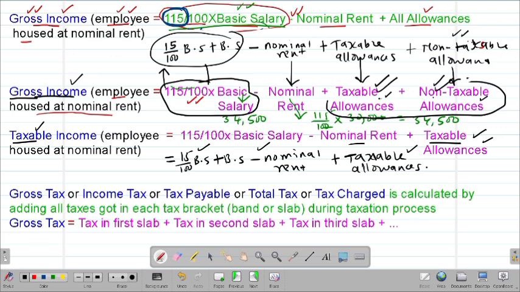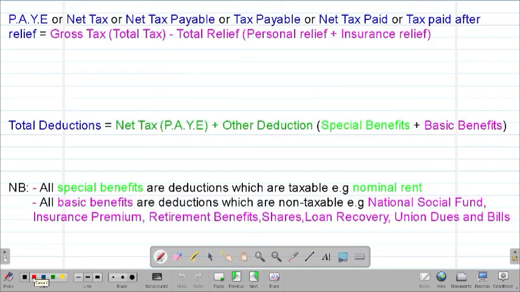Next, we look at another term called the gross tax, which is also called the income tax, also called the tax payable or the total tax or the tax charged. So this one is simply calculated by adding all the taxes gotten in each tax bracket. Remember, a tax bracket is also called a band or a slab. That is during the process of taxation. Therefore, the gross tax will be equal to the tax gotten in the first slab or first bracket or first band, plus the tax in the second band, plus the tax in the third slab or third band or third bracket.